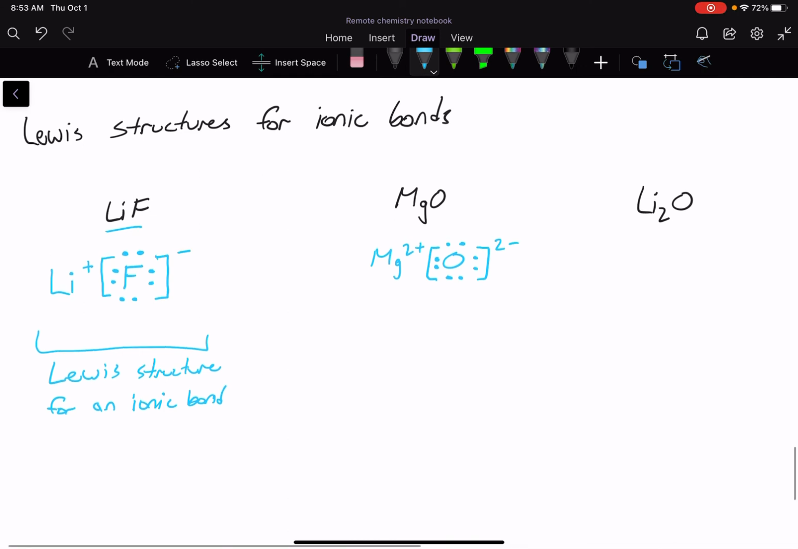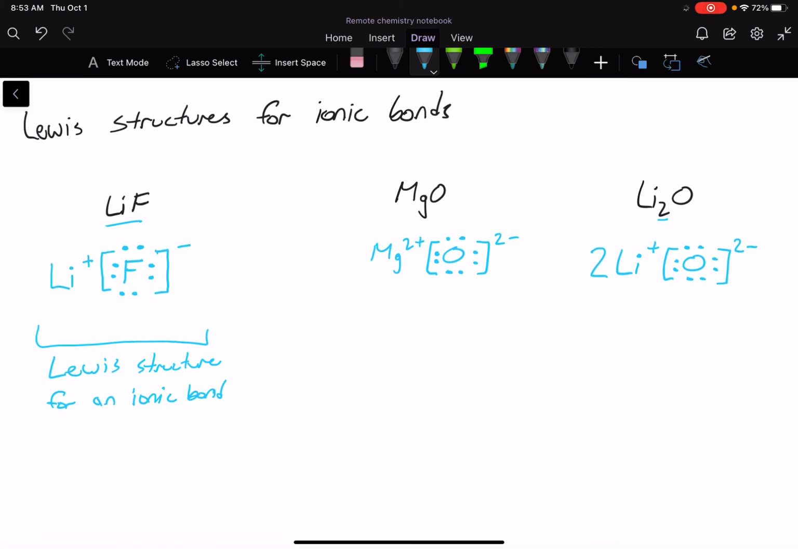Now for Li2O, we have to do something a little bit different. So we have our Li, draw its little charge next to it, and because there's a 2 of them, we put a 2 out in front of the lithium like that. So now we have 2 lithium ions, and then our oxygen. So you draw the valence shell around the nonmetal, and you leave the metal blank. And oxygen, because it gained 2 electrons, now has a 2- charge. So this is how you draw a Lewis structure.